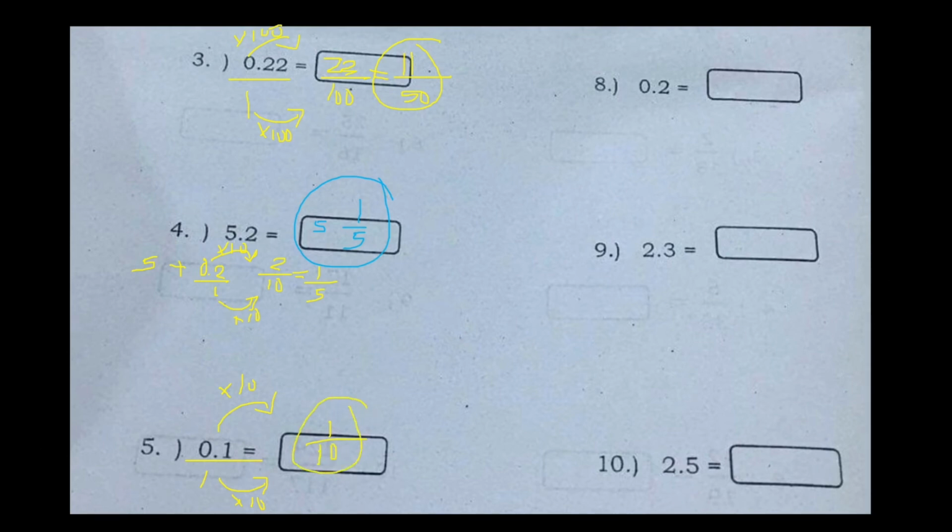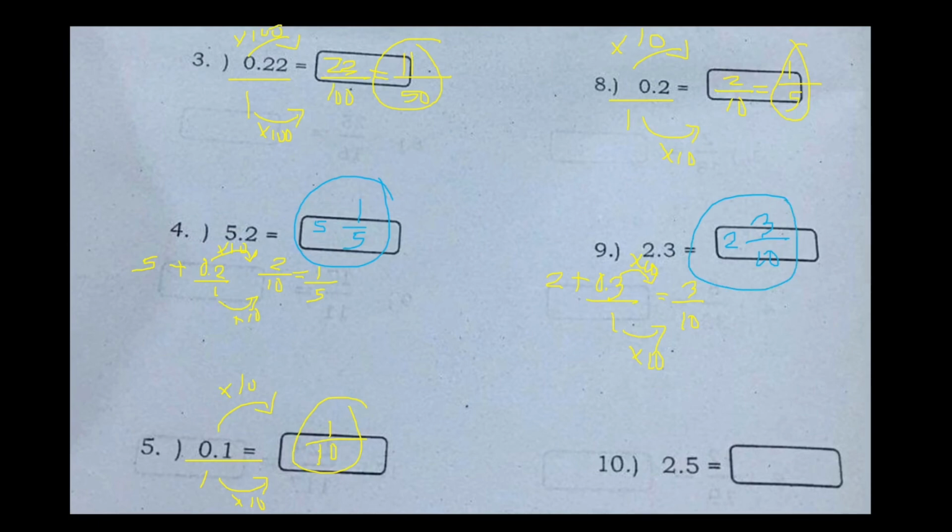Final answer. 0.2, number 8. You divide it by 1, multiply it by 10, multiply it by 10. It will give you 2 over 10, or 2 divided by 2 is just 1, 10 divided by 2 is just 5, 1/5. So 2 here plus 0.3 multiplied by 10 over 1 multiplied by 10 will give you a 3 over 10. Therefore, the answer here is just 2 and 3 over 10.